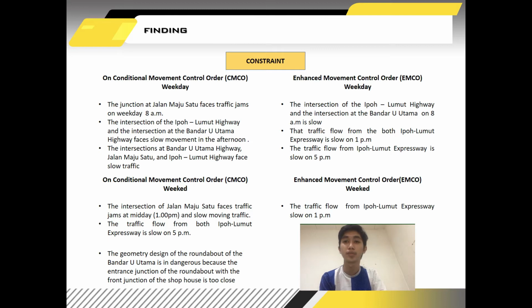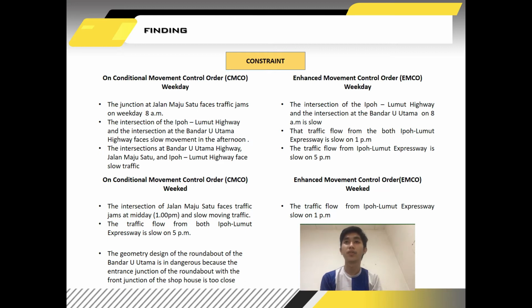Firstly, the junction at Jalan Maju 1 faces traffic jam on weekend at 8 a.m. Second, the intersection of the Ipoh Lumut Highway and the intersection at Bandar Utama Highway face slow movement in the afternoon. Third, the intersection at Bandar Utama Highway, Jalan Maju 1 and Ipoh Lumut Highway face slow traffic. On CMCO in weekend, the intersection of Jalan Maju 1 faces traffic jam at midday 1 p.m. and slow moving traffic. Second, the traffic flow from both Ipoh Lumut Expressway is slow at 5 p.m.